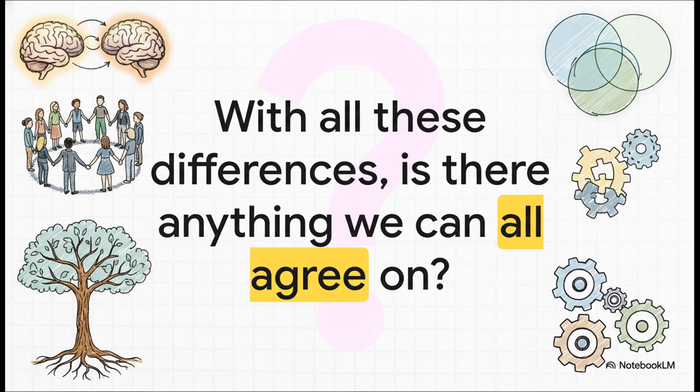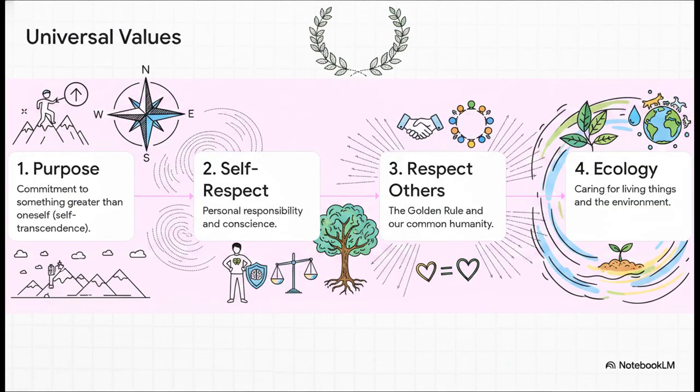With all these frameworks that seem to divide us, is there some kind of bedrock of values that's common to all of humanity? Well, some really interesting research suggests the answer is, yeah, maybe. One fascinating study dug into this and found 4 values that just keep popping up again and again across all kinds of cultures. Number 1, a commitment to something bigger than yourself. 2, self-respect, being responsible. 3, respect for other people, the classic golden rule. And 4, caring for living things and the environment. Maybe, just maybe, this is the common ground we're all standing on.